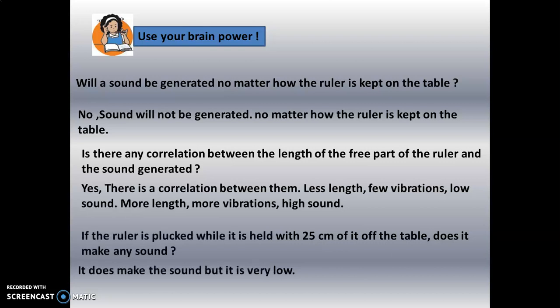If the ruler is plucked while it is held with 25 centimeters off the table, does it make any sound? That means the smallest distance. Yes, it will make a sound, but it will be very low.